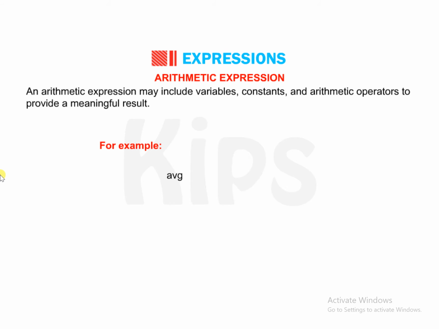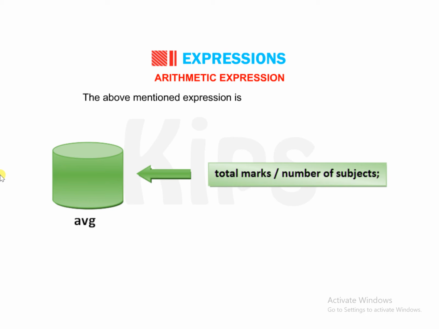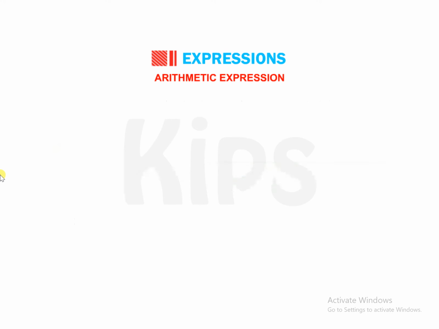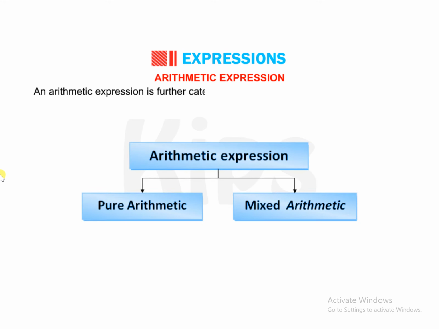For example, average = total_marks / number_of_subjects;. The above-mentioned expression is an arithmetic expression. It will store the result of the division into the variable average. An arithmetic expression is further categorized into pure arithmetic expressions and mixed arithmetic expressions.